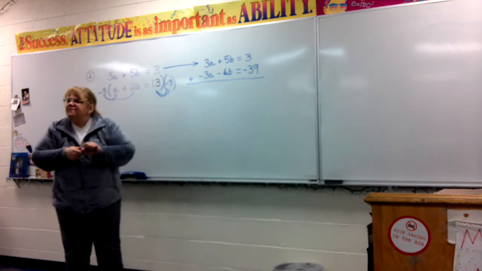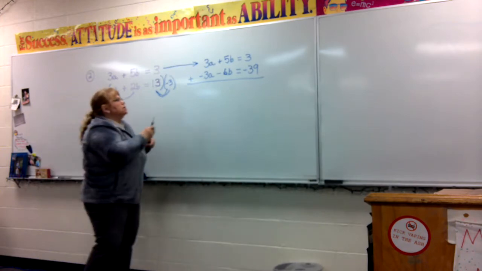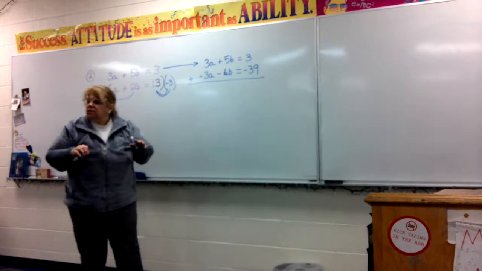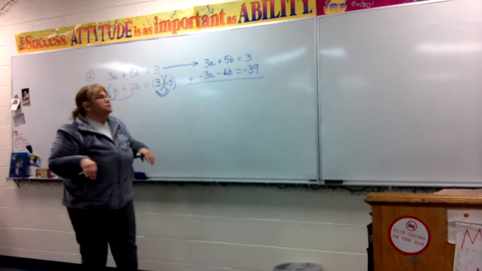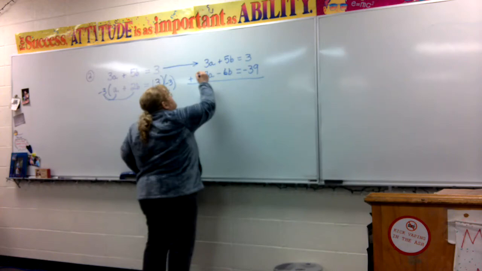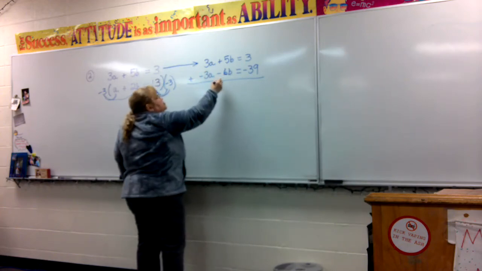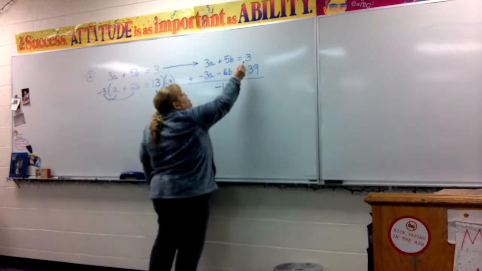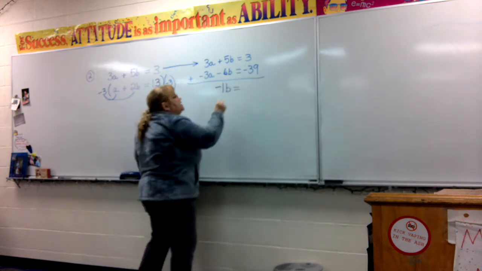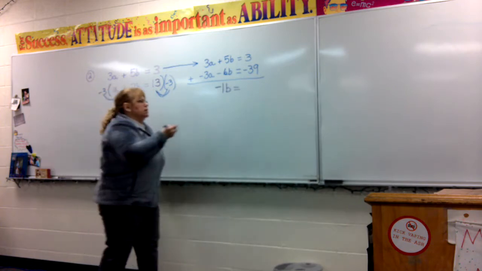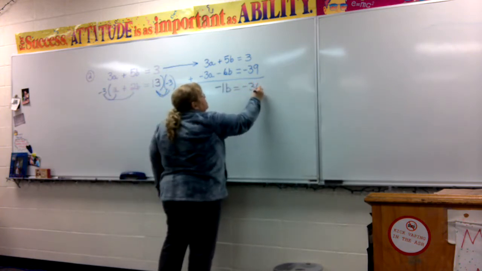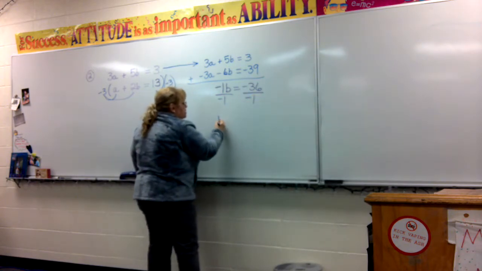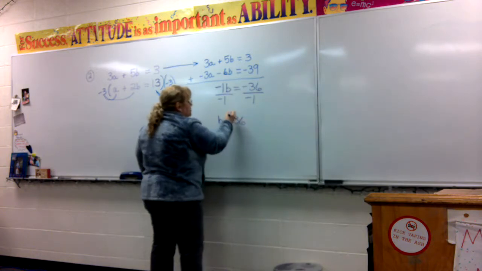And if you look, the very first thing, I have 3a added to -3a. No a's left then, right? Drops out. What's 5b and the -6b? -1b. And then over here, 3 plus -39, -36. And all you have to do is divide by -1. You get b is 36, right?